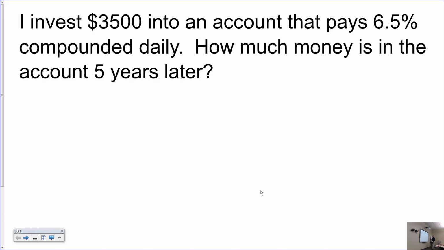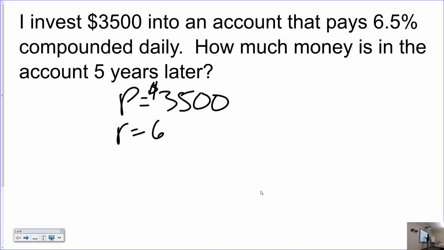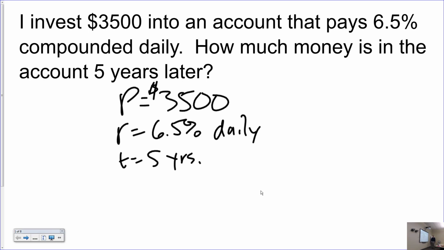Your principal is 3,500. Okay, good. The rate is 6.5%. 5 years, compounded daily for 5 years, right? So I looked up the chart. Where did you go to look up the chart? I went to 6.5%, and the last page, page 36.